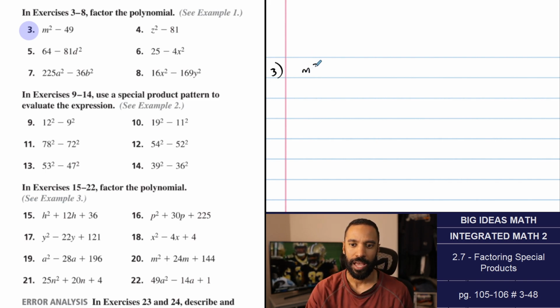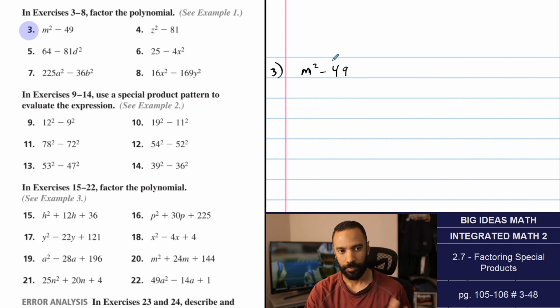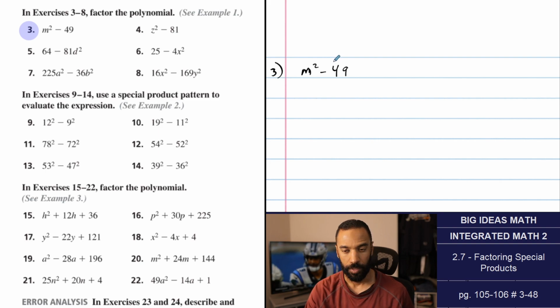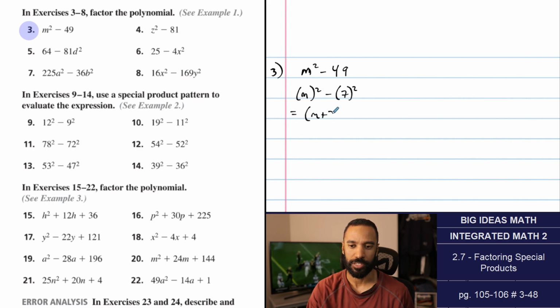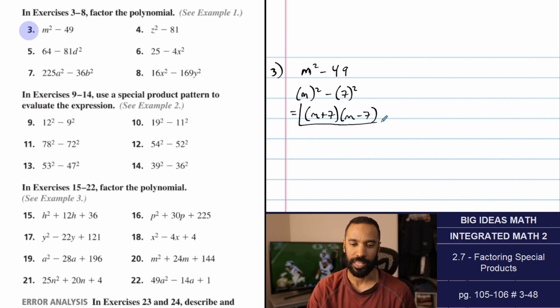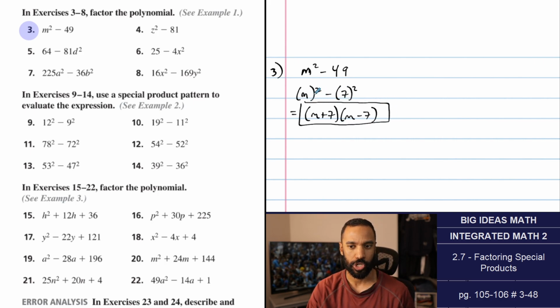We have number 3 of m squared minus 49. We're going to factor this. All 3 through 8 are all differences of two squares. So here, at least it's 2 terms, and we have to see if we have perfect square terms. This is m squared minus 7 squared, which means this factors into m plus 7 times m minus 7. Now, hopefully you're going to recognize that in time. I'm not going to show what those 2 terms are. I'm going to go straight from here to here.